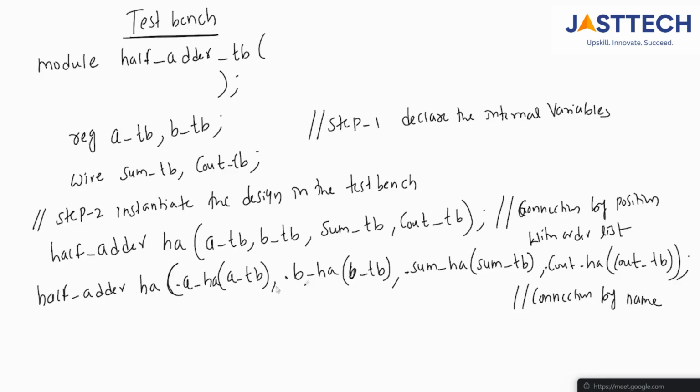But here, whatever, you need to remember: the variables outside the bracket are nothing but design inputs and outputs. The variables inside the brackets are nothing but test bench internal variables. But in connection by position, you need to follow how you declared the inputs and outputs, the same position. Is it fine? Shall I move forward? Yes. Next is step 3.